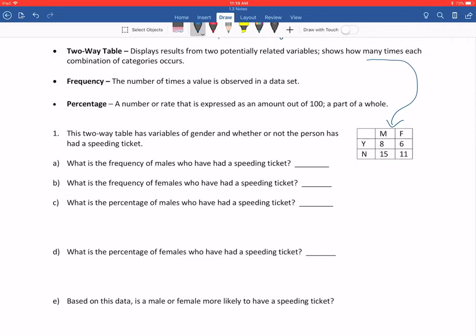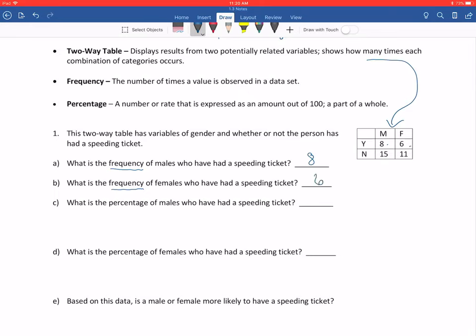Okay, in this particular two-way table, the variables are gender and whether or not the person has had a speeding ticket. So that is what yes and no represent here. Either yes, they have had a speeding ticket, or no, they haven't. What is the frequency of males who have had a speeding ticket? So the frequency is just the number of times that value was observed. So how many yeses were observed for males? Well, there were 8. That is the frequency of males who have had a speeding ticket. Likewise, the frequency of females who have had a speeding ticket would be 6.